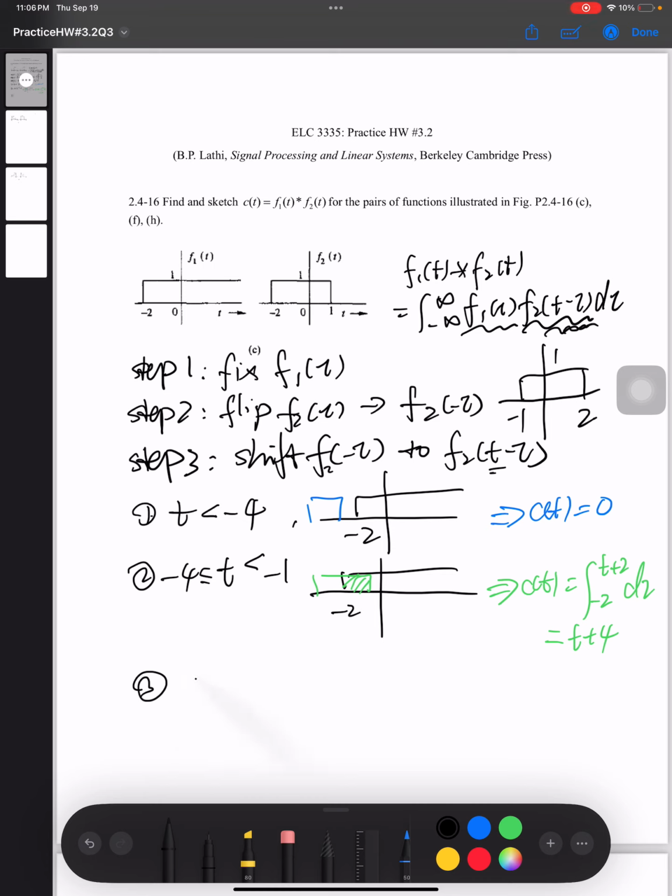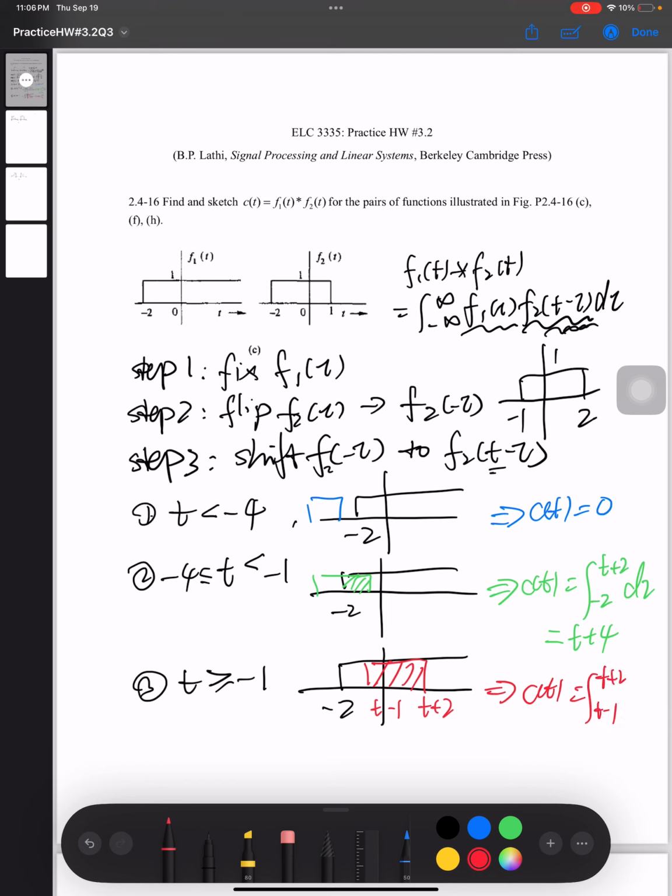And the third situation is when t is larger than or equal to minus 1. If we plot, it's going to be a total overlap. So it's going to be from t minus 1 to t plus 2. If we integrate it, we just get the integral of 1 d tau over that range, which equals 3.